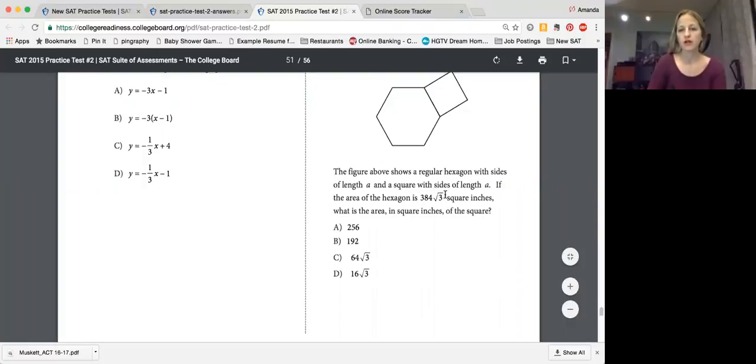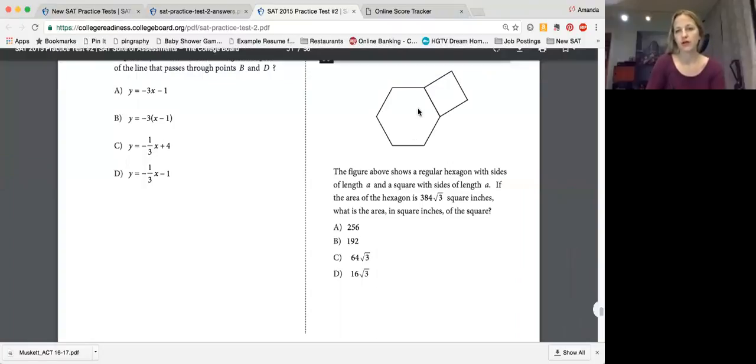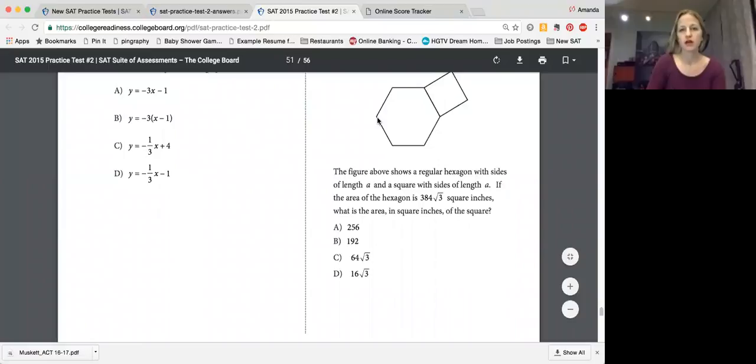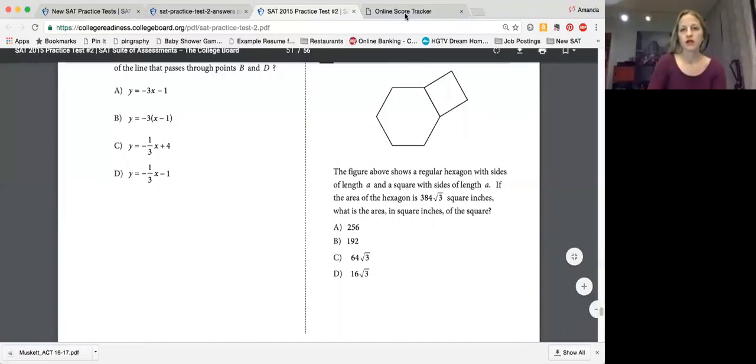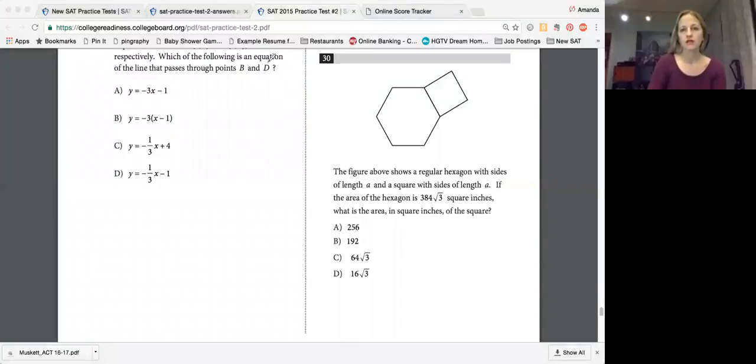If we want to talk about the area of the square, a couple things we're going to talk about. One is doing it the mathematical way. So looking at this, we can break our hexagon into triangles. So if I break this into triangles, I can see that I have 6 equilateral triangles.